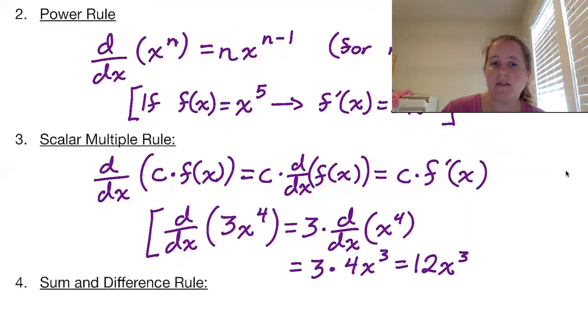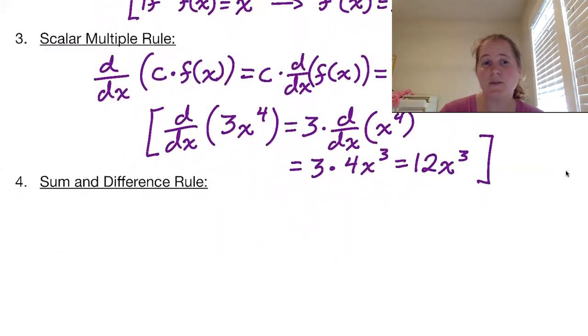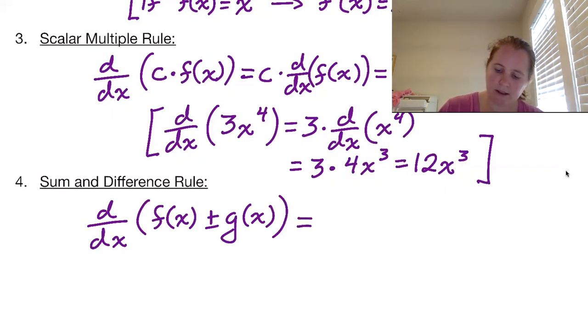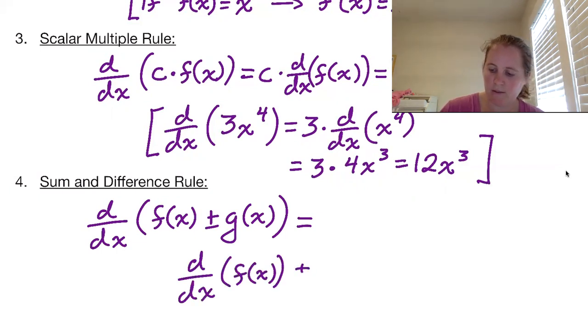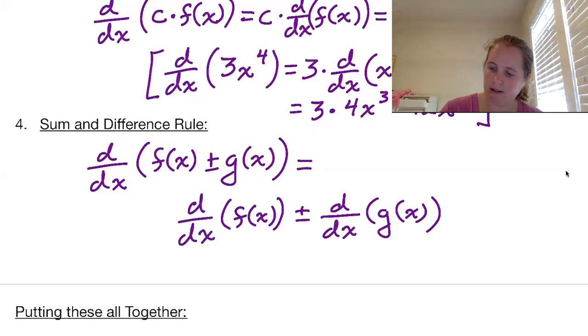Next up, we have the sum and difference rule. What this says is we can split the derivative across addition and subtraction. So if we have the derivative of f of x plus or minus g of x, this is the same thing as the derivative of f of x plus or minus the derivative of g of x. Or in other words, f prime of x plus or minus g prime of x.